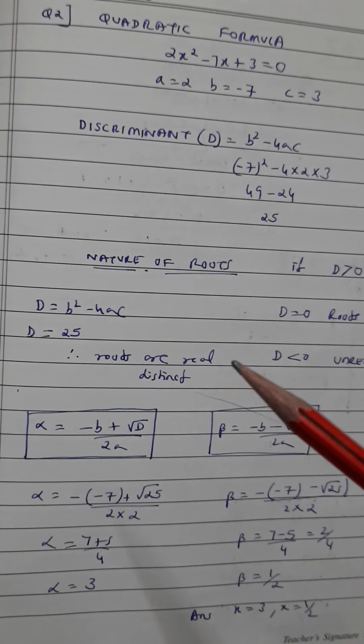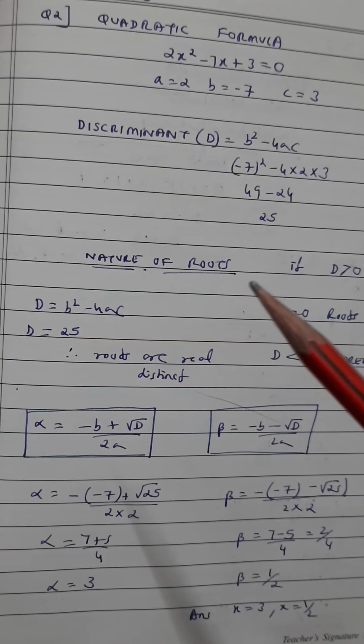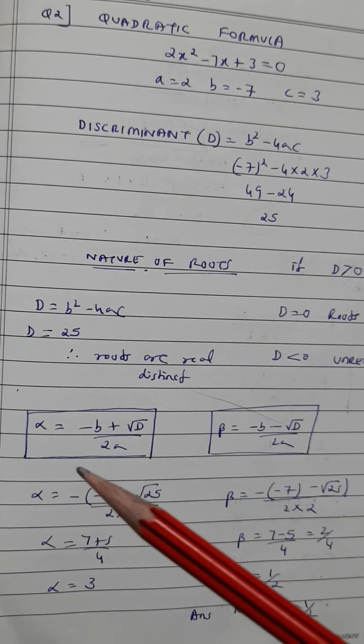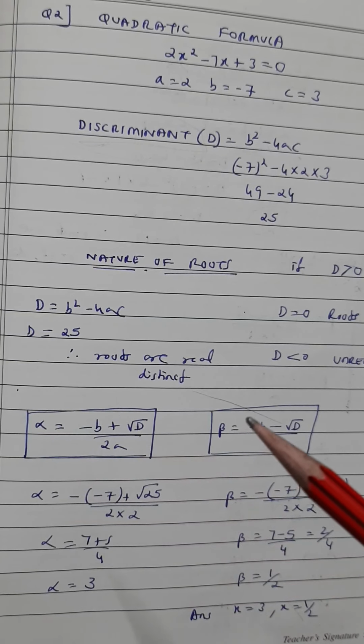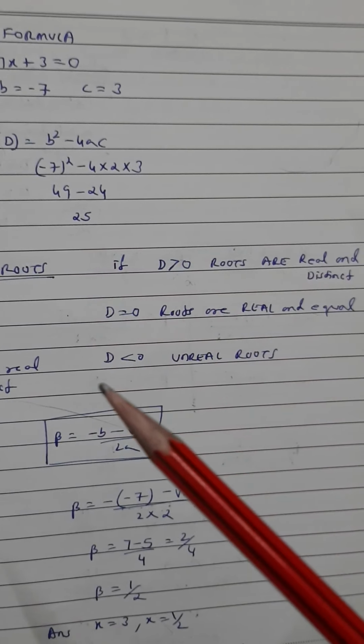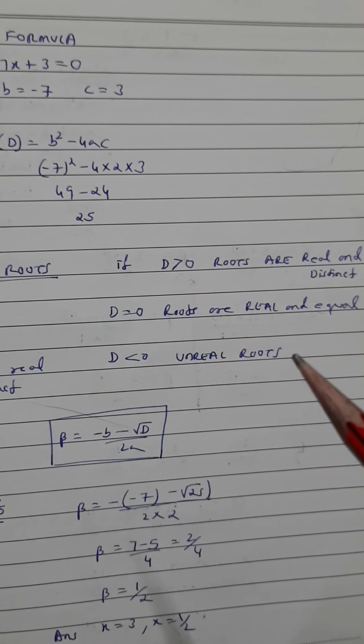So this is a very important method, as I told you, for those who are finding splitting the middle term tough. So please remember this formula, alpha and beta formulas, and note down this in your notebooks. And also this nature of roots. This is also an important aspect of quadratic equations.